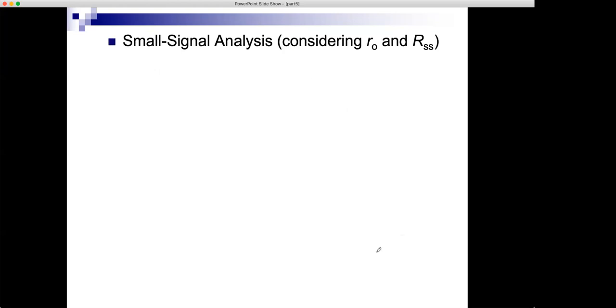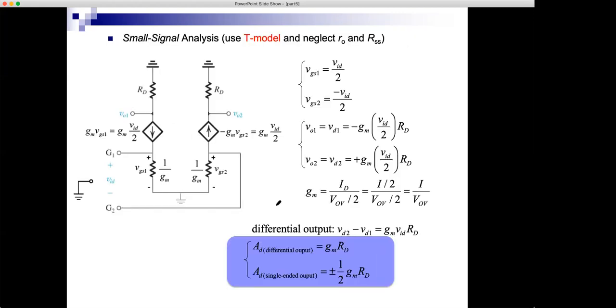Non-ideal things here when we consider RO and RSS. So what is RO and RSS? RO, we know RO is the resistor, the channel length modulation resistance that appears between drain and source. So I have a small RO like this and a small RO like this when the MOSFETs have channel length modulation. We neglected those, but now let's include them.